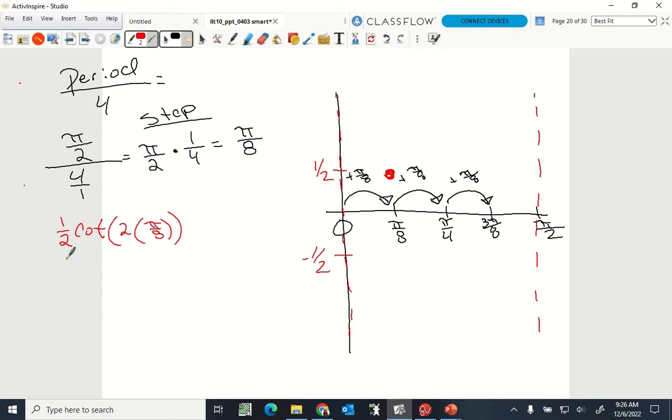The next one's going to be 1 half cotangent of 2 times pi over 4. Cotangent at pi over 2, because 2 pi over 4 is pi over 2. That's straight up on my unit circle. And so cotangent is x over y. The x value is 0, y value is 1. So 0 divided by 1 is 0, times 1 half is 0.